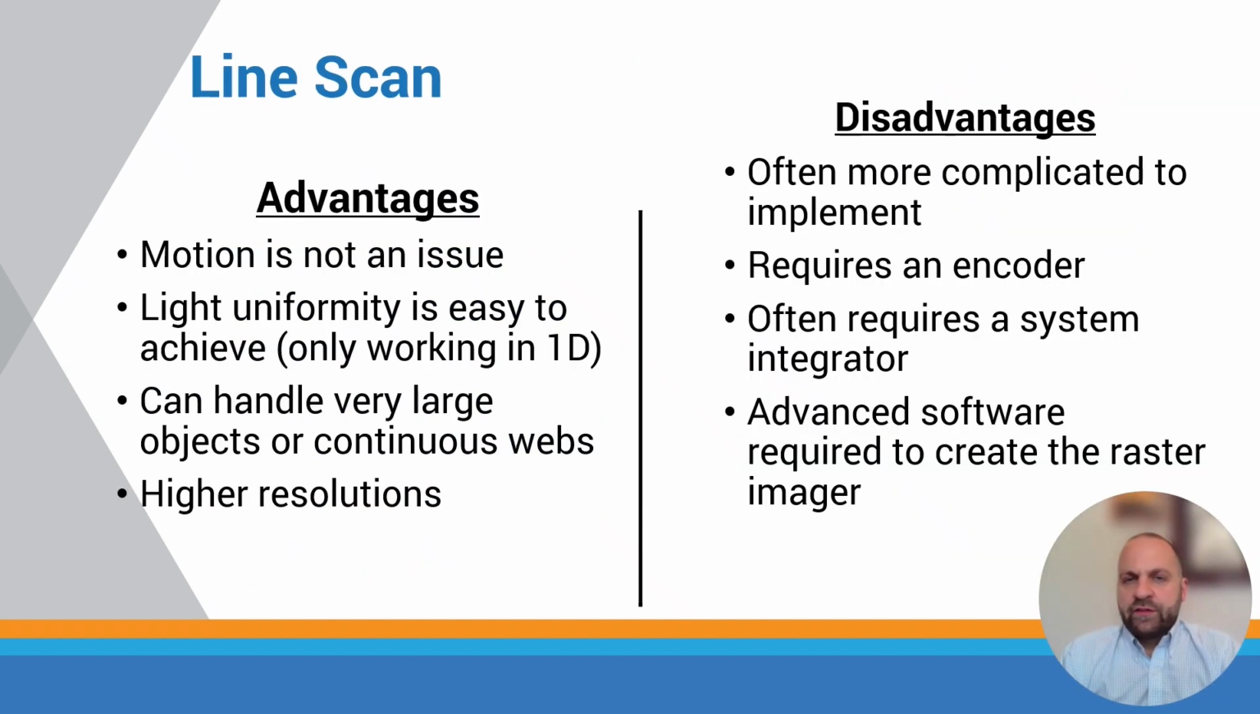So line scan has several advantages and disadvantages. For the advantages, motion is not an issue, and often if you have motion, it can lend itself to line scan better than area scan. Light uniformity is easy to achieve because you're dealing with one row of the picture at a time. So with area scan, where you're worried about all the different shadows and getting the lighting just right, not really an issue with line scan. It can handle very large objects and continuous moving webs, and you can often get higher resolutions due to the higher output of the lights used in line scan.